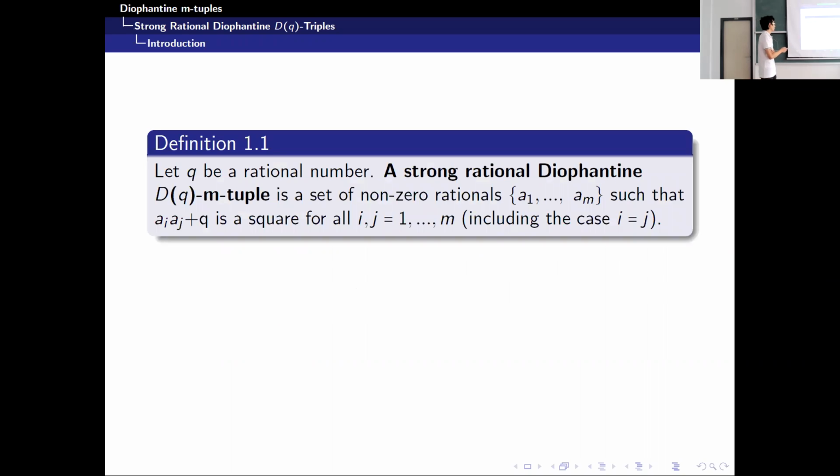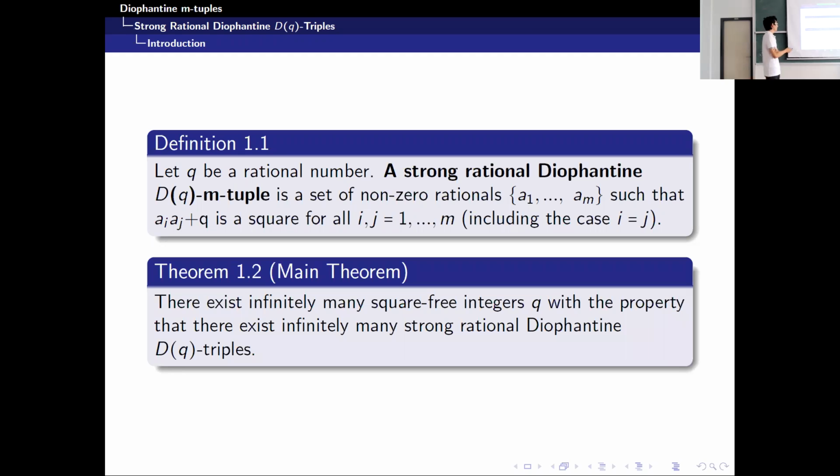Now, this brings us to a new definition. Let q be a rational number. We have a set with m non-zero rationals such that a_i a_j plus q is a perfect square, but now i and j can be equal to each other. This is a strong rational Diophantine Dq m-tuple. And this is the main theorem of this article, which we need to prove: there exist infinitely many strong rational Diophantine Dq triples for infinitely many square-free integers q, and we will see why.